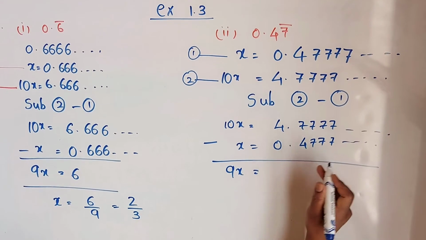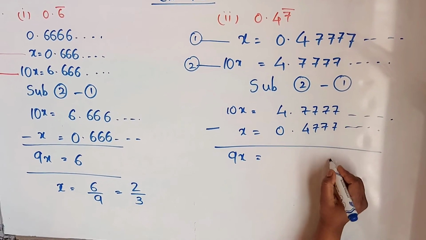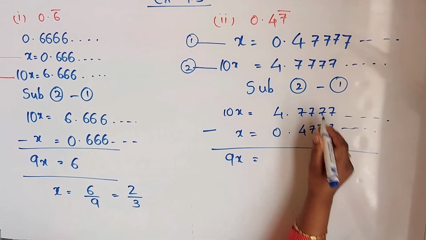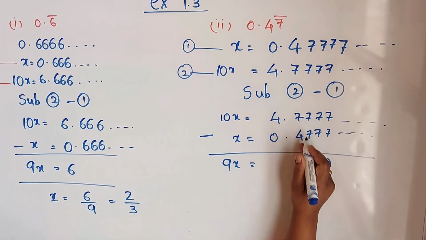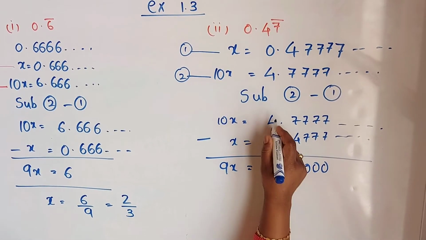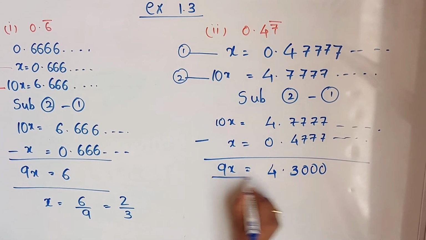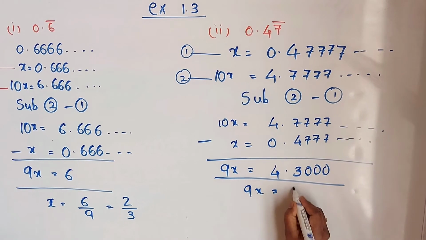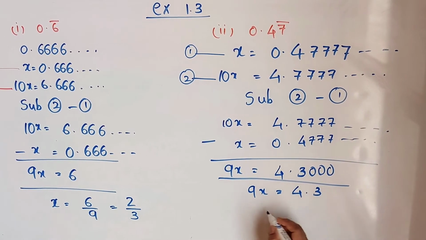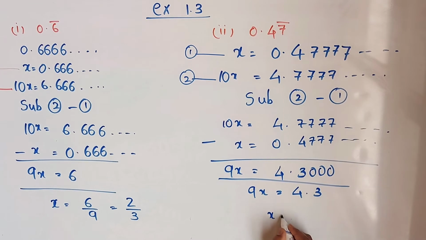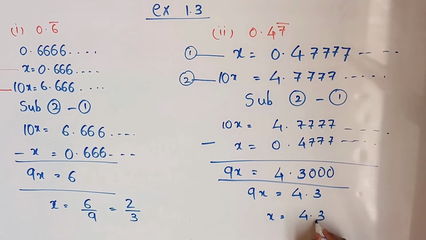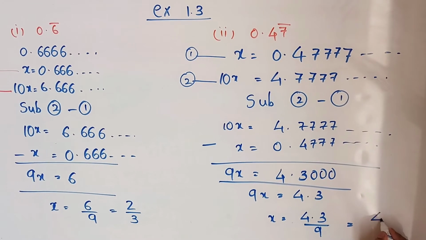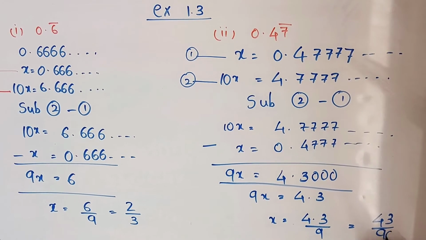4.777 minus 0.477. 7 minus 7 is 0, 7 minus 7 is 0, 7 minus 7 is 0. Here 7 minus 4 is 3, and 4 minus 0 is 4. So 9x equal to 4.3, so x equal to 4.3 by 9. That is 43 by 90, children.